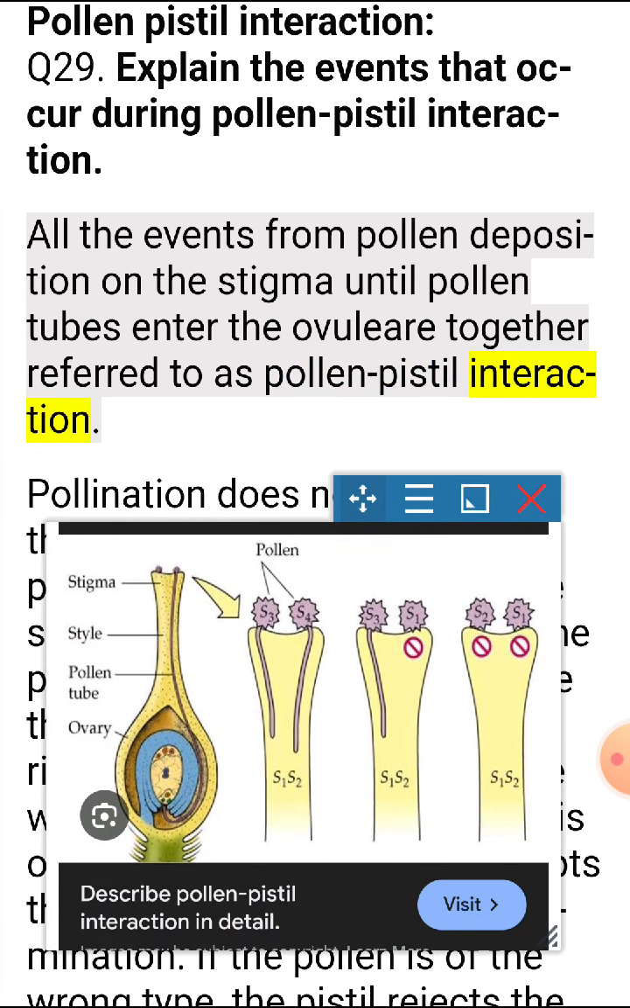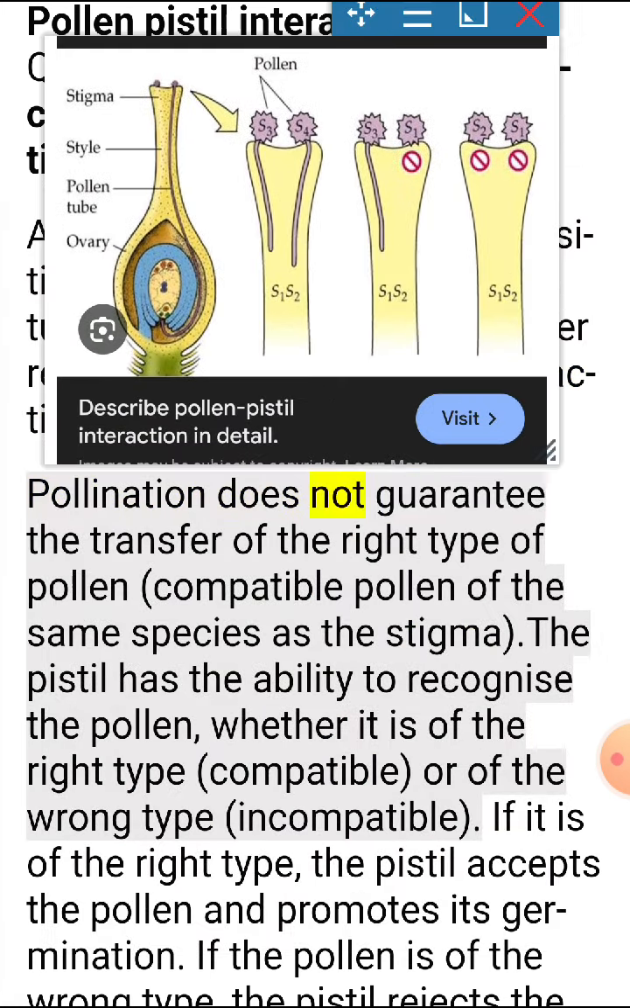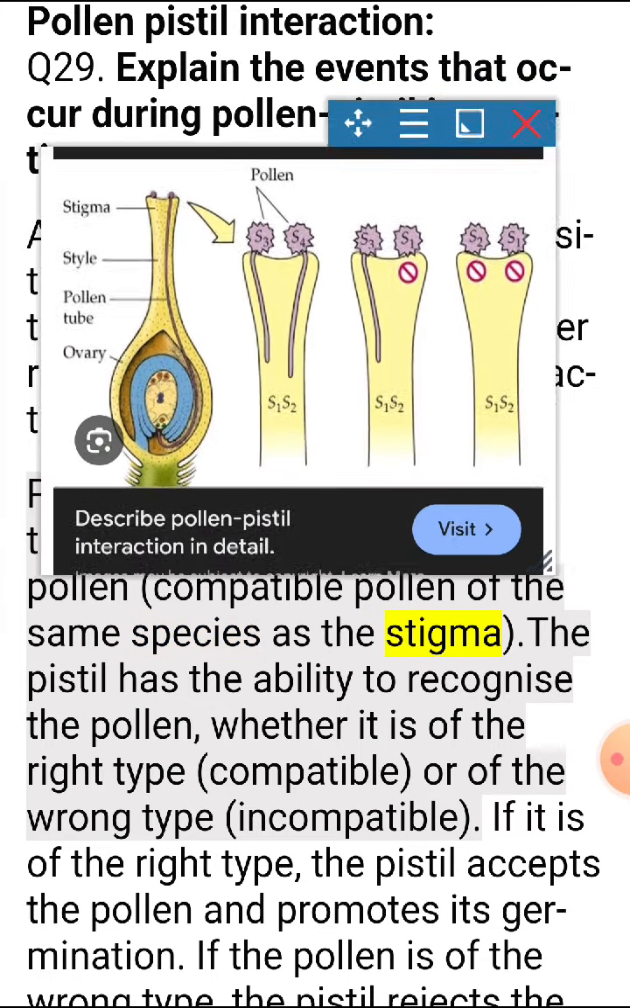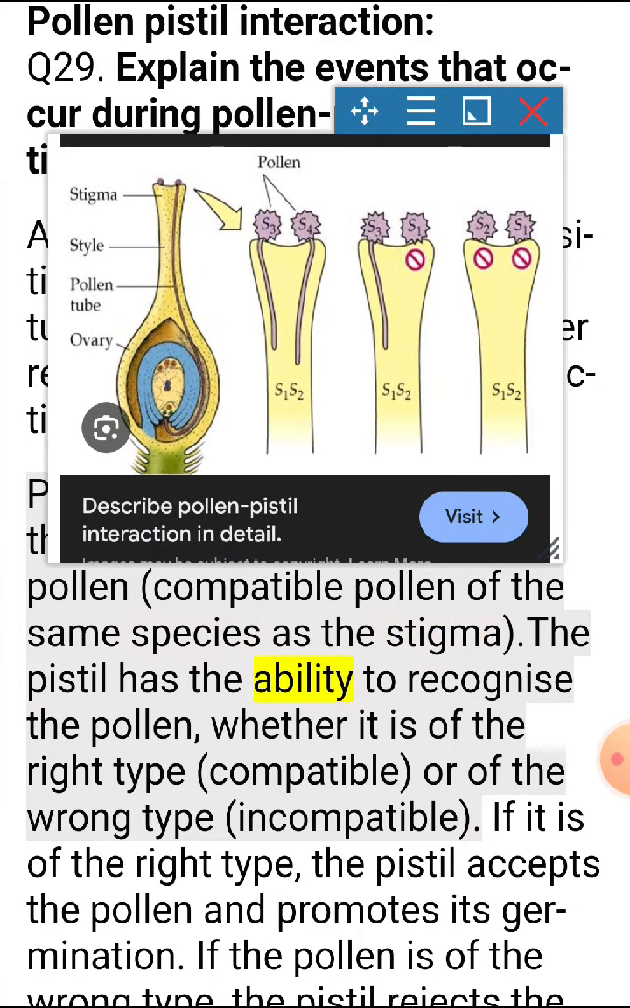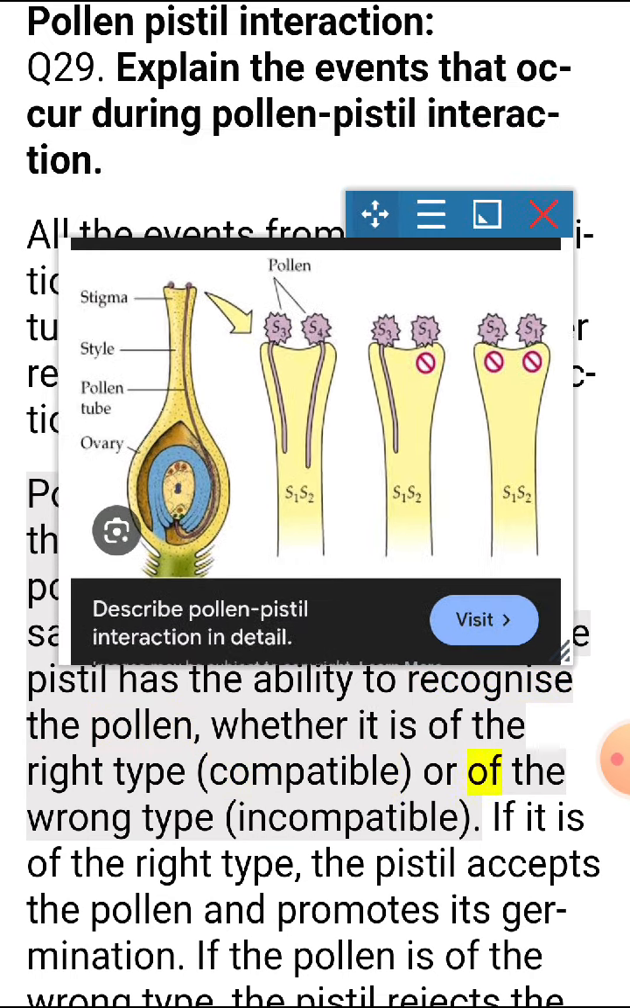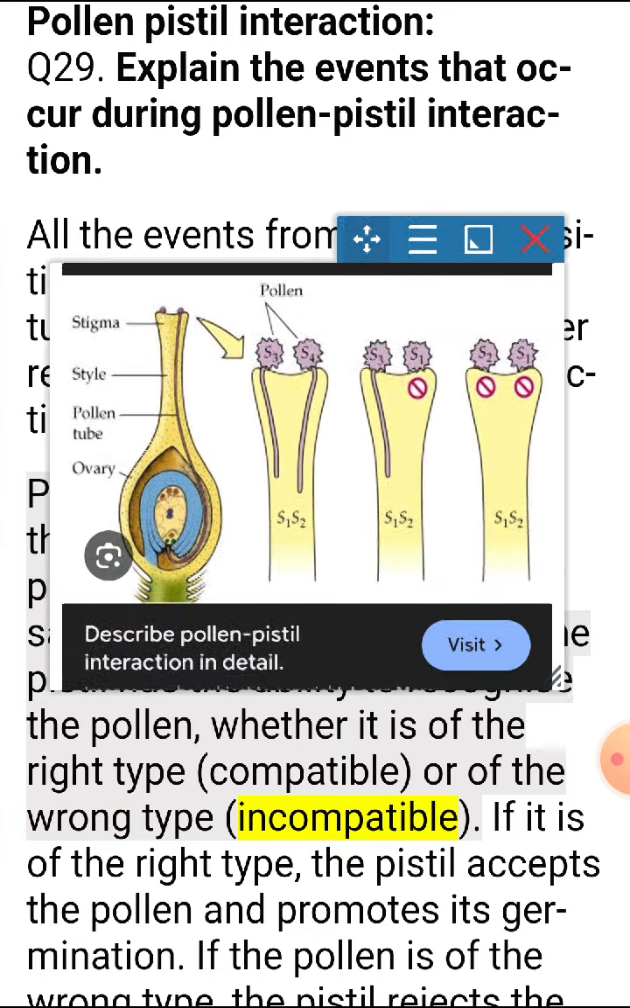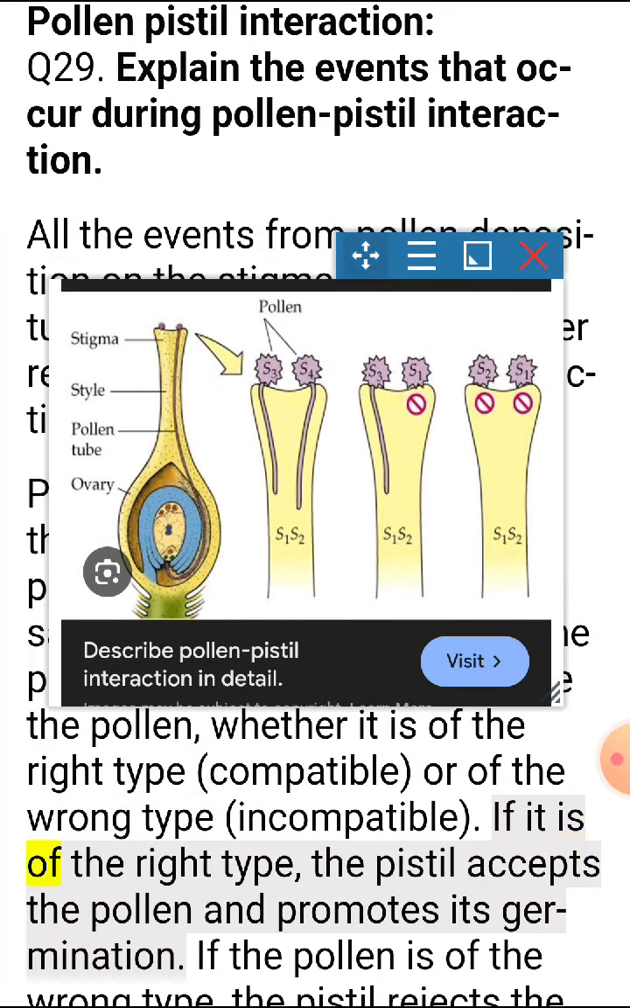Pollination does not guarantee the transfer of the right type of pollen, compatible pollen of the same species as the stigma. The pistil has the ability to recognize the pollen, whether it is of the right type, compatible, or of the wrong type, incompatible. If it is of the right type, the pistil accepts the pollen and promotes its germination.